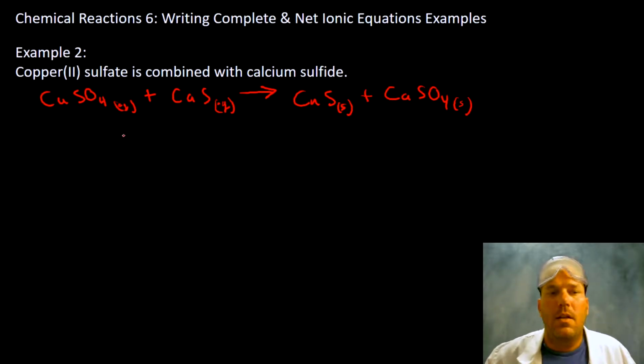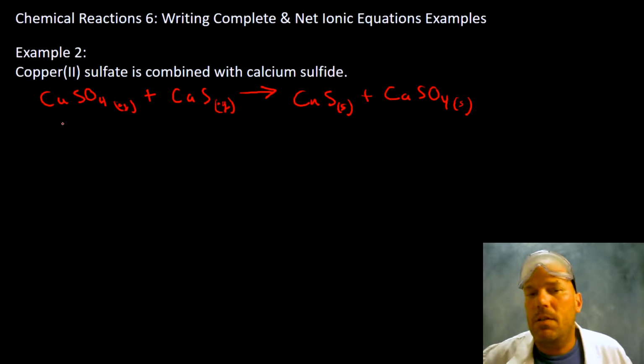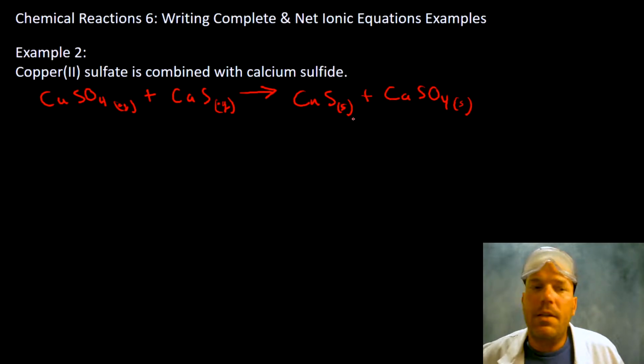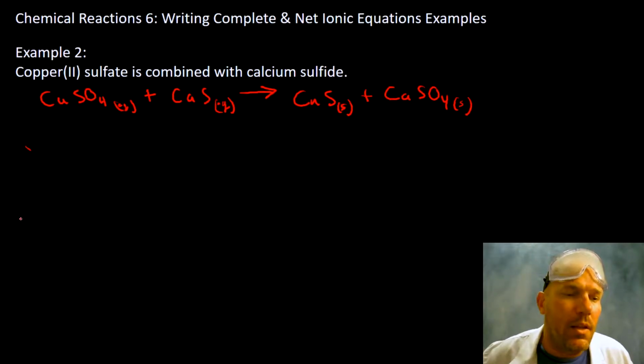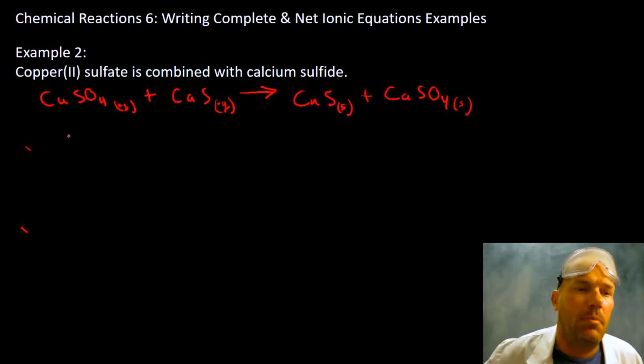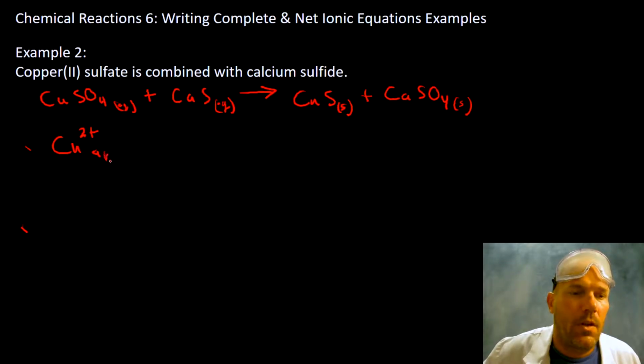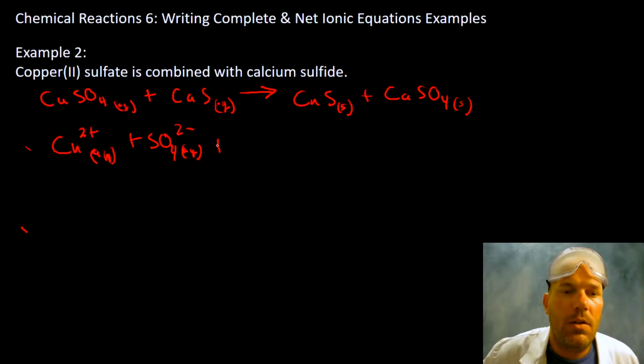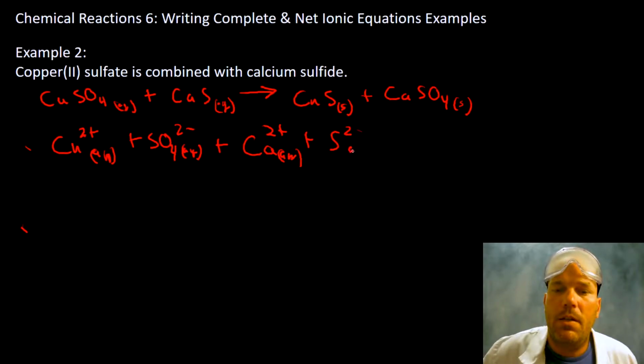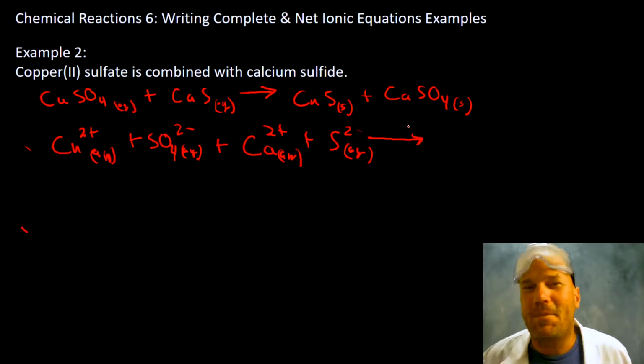All right. Example 2. And so if you're feeling it, pause it and try it on your own. Try to do a complete and then try to do your net ionic equation. I'm going to go ahead and get started. And so copper 2 plus aqueous plus my sulfate. Don't forget states of matter. Don't forget charge. Plus calcium, that's a 2 plus. These are aqueous. Plus S 2 minus aqueous yields. Now, I chose this one because it's pretty cool.